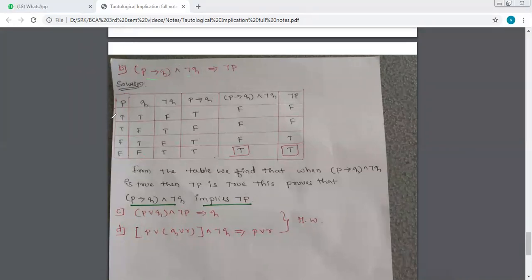So P conditional Q: true, true, true, true is true; true, false is false; false, true is true; false, false is true in the conditional. Next, that is P conditional Q conjunction negation Q. In between both of these we do the conjunction. So false, true is false only; true, false is false only.